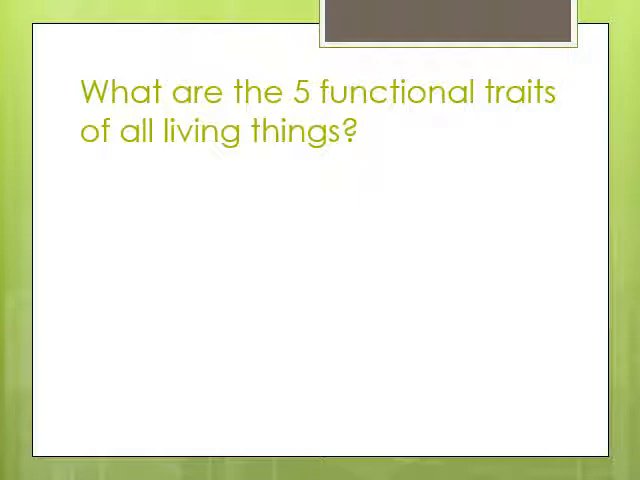So when we're looking for life on different planets, there's 5 things really that we're looking for that characterize what life is. Keep in mind that these 5 functional traits that we've come up with as scientists are based only on life on Earth. So life on Mars or any other planet might look a little bit different, but for life on Earth at the very least, we're going to characterize it by these 5 functional traits.